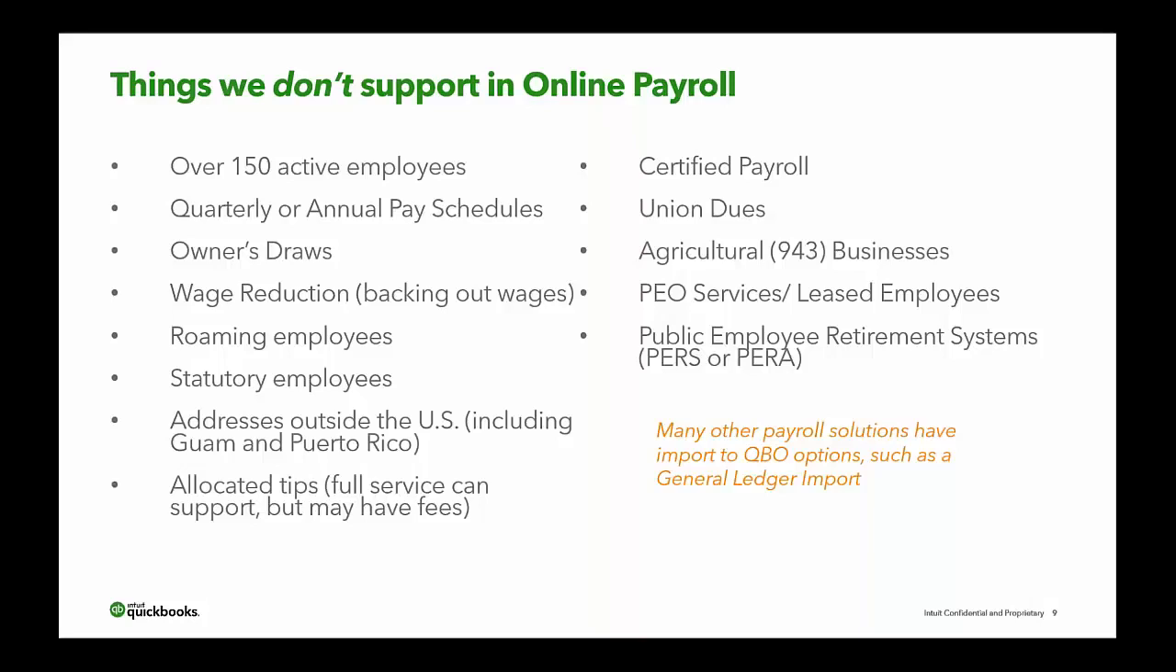And then we do quarterly or annual payroll schedules. These are things we don't support, right? Owner draws, wage reduction, roaming employees. Not that desktop does that any better. Statutory employees. We don't do the certified payroll, but the desktop payroll does, right? Union dues we don't track, and like I mentioned, we don't do the 943. I will show you the so-called payroll summary report in QBO. I'll probably end with that when I'm done with my session before Jess takes over.